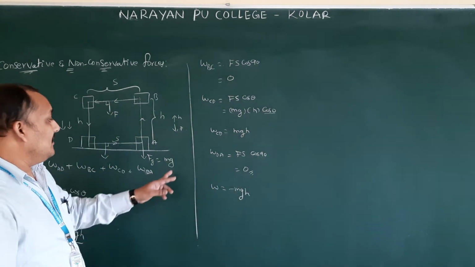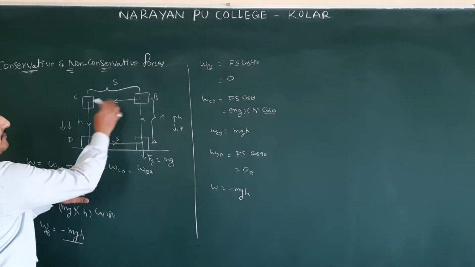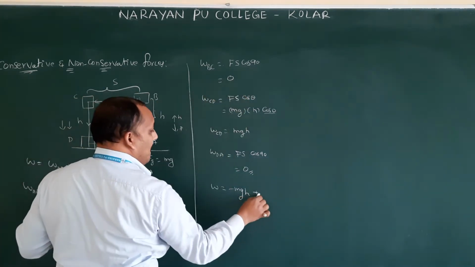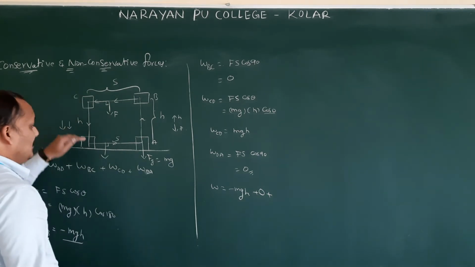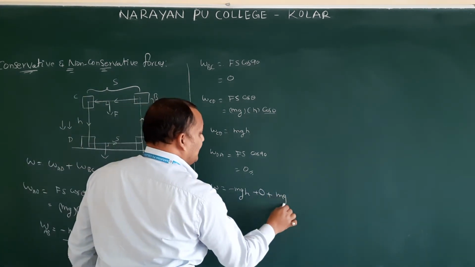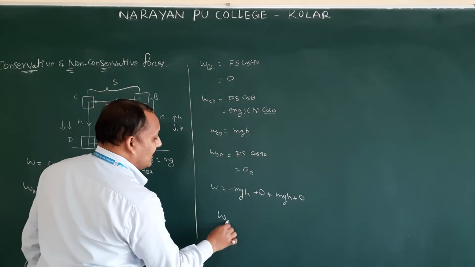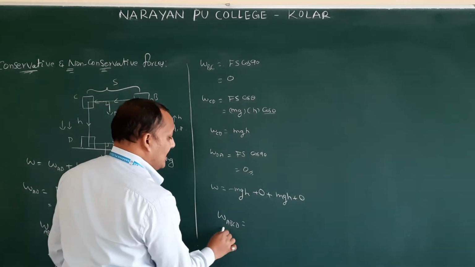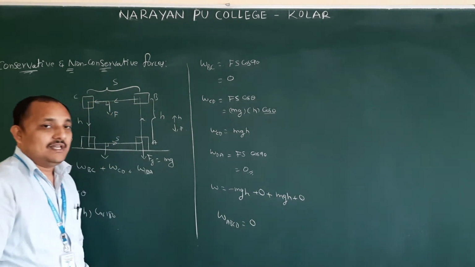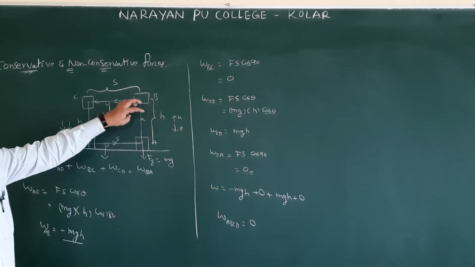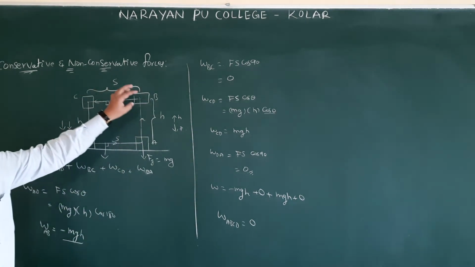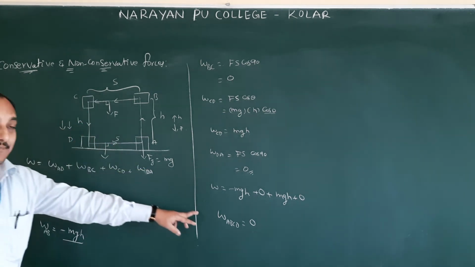Next, WBC. From B to C how much? 0. Next, C to D how much? Plus mgh plus 0. Therefore, the resultant work done through ABCD is going to become 0. So the total work done in a closed path is going to become 0.